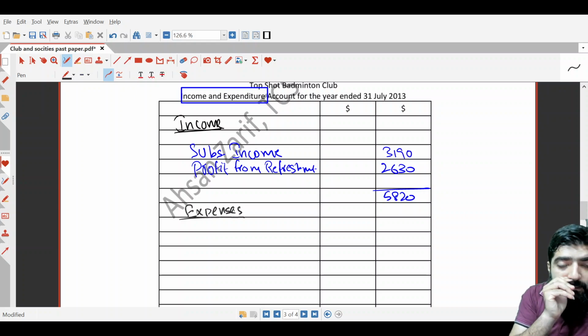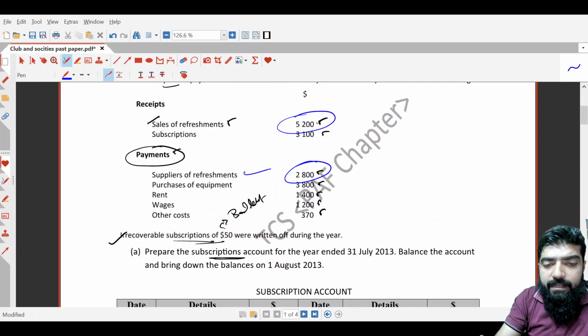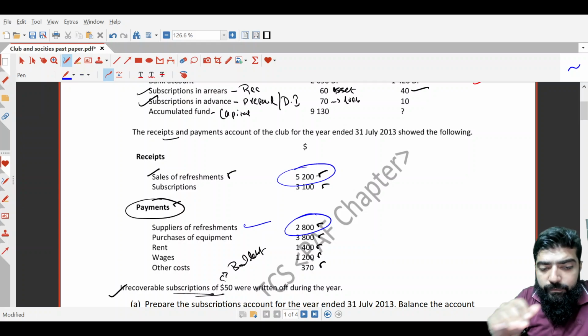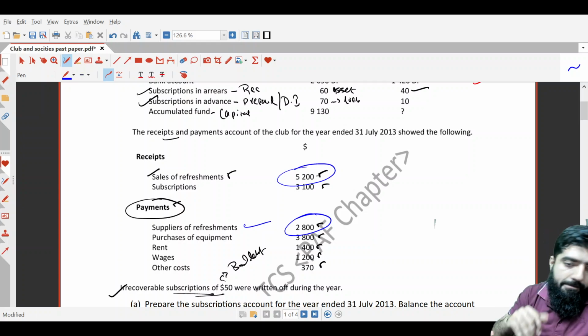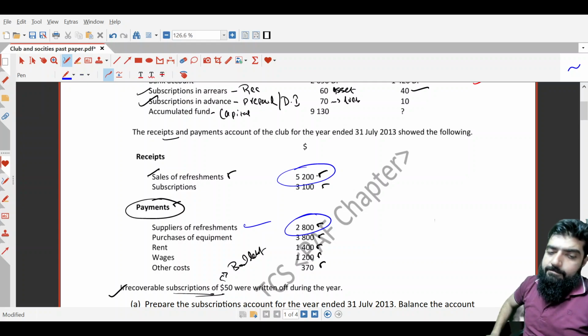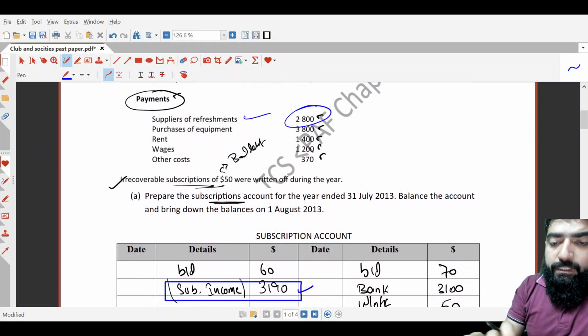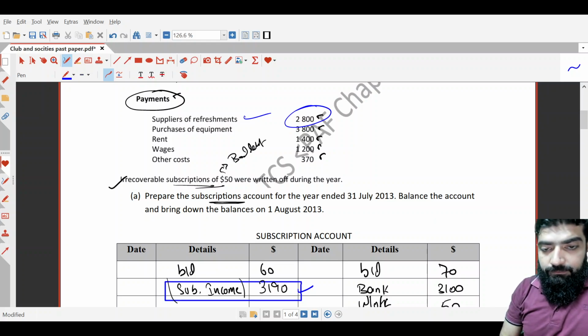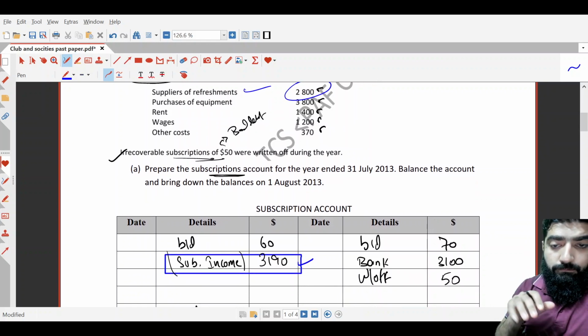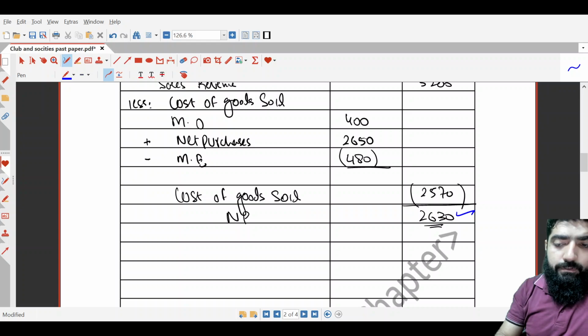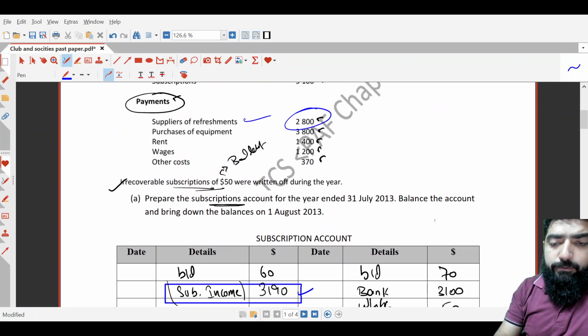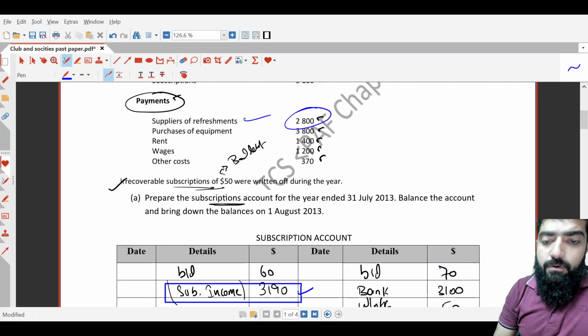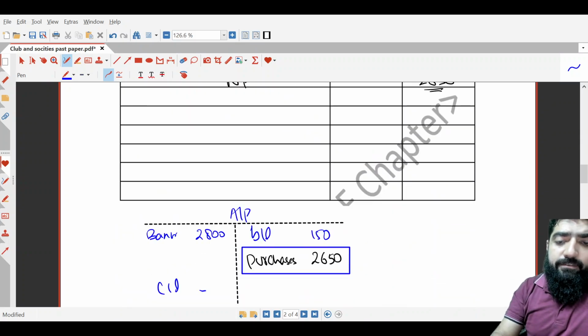What expenses do we have? Just look at the data that is given over here. Expenses we have are rent, wages, and other cost. Can you please note down the amount? Rent is around 1,400, wages 1,200, other cost, how much again? 370. Yeah, 370. Okay, done. 1400, 1200, and 370, right? Yes.